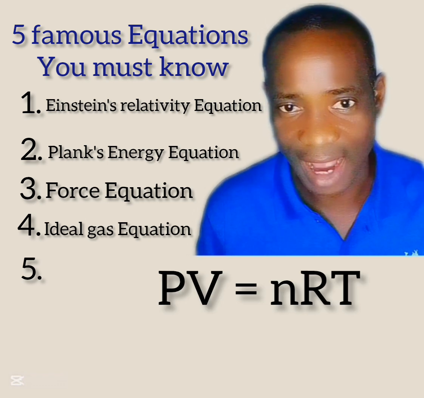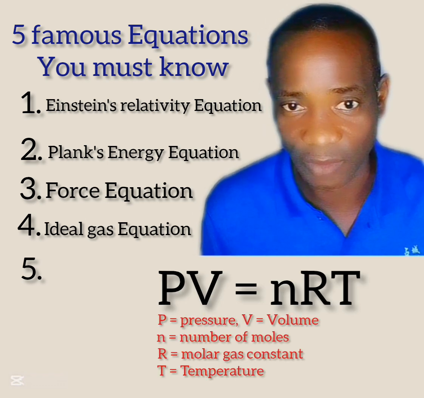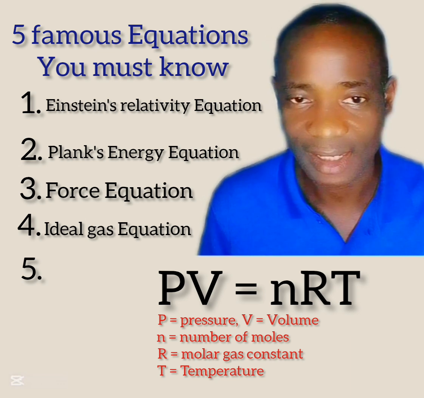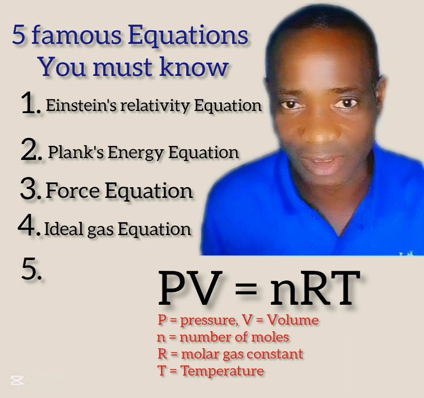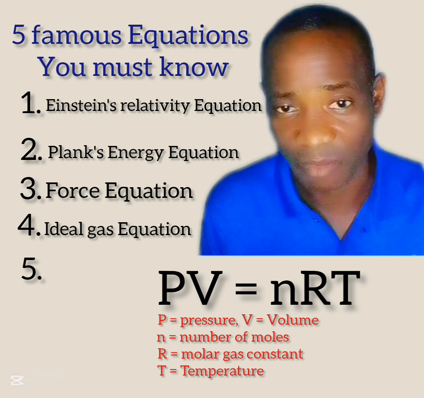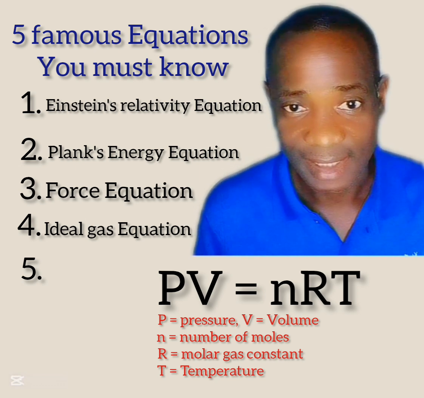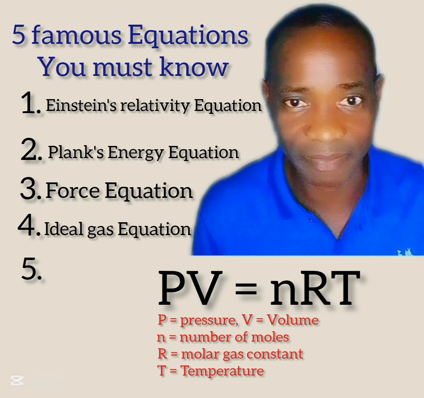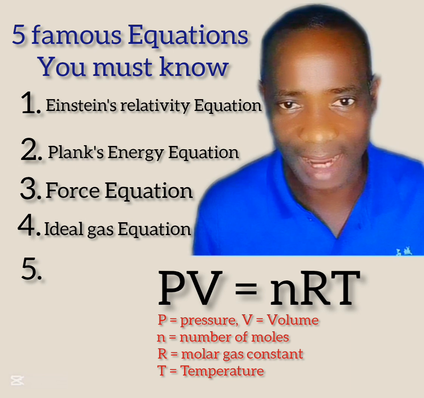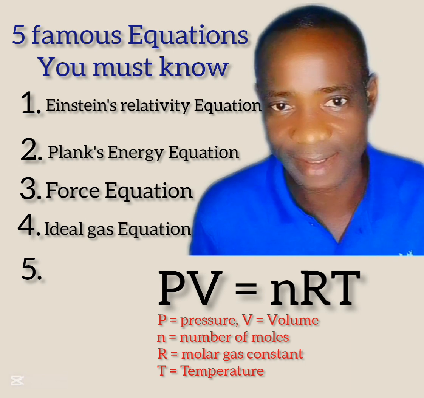Number 4 is the ideal gas equation. PV equals nRT, where P is the pressure of a gas, V is the volume occupied by the gas, n is the number of moles, R is a constant called the molar gas constant, and T is the absolute temperature. This equation is obeyed by the ideal gas and the real gases that are close to ideality.